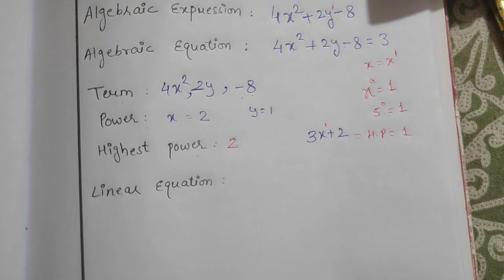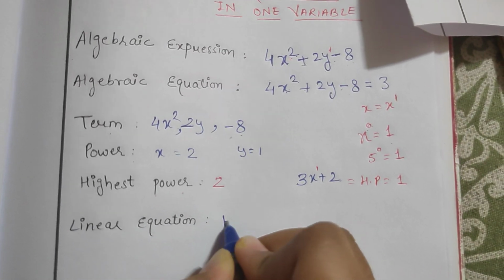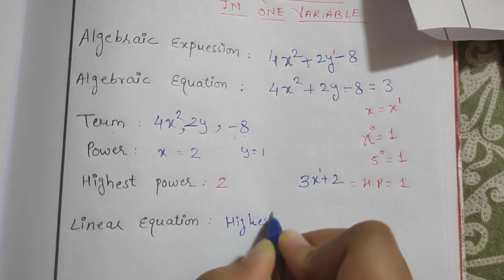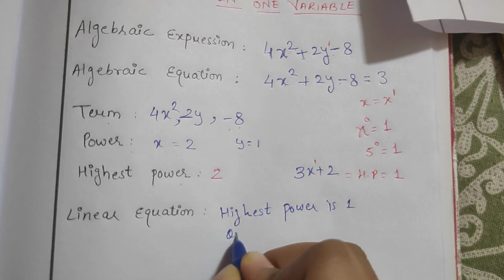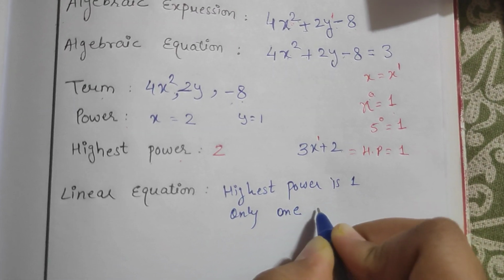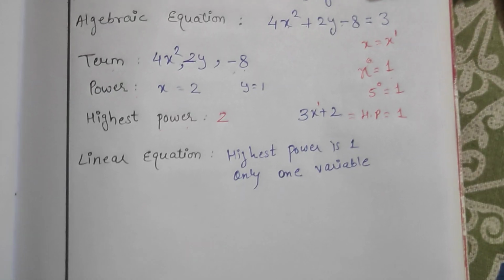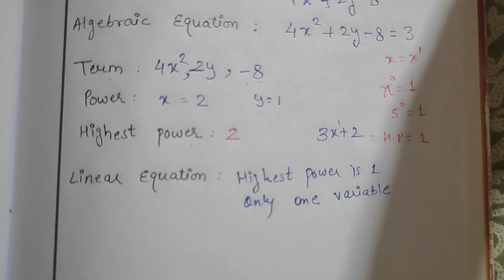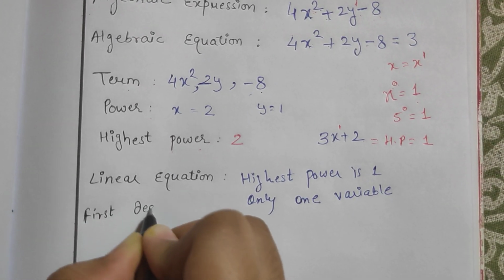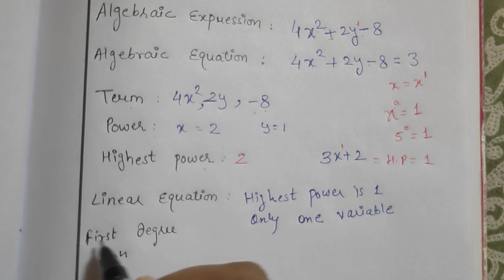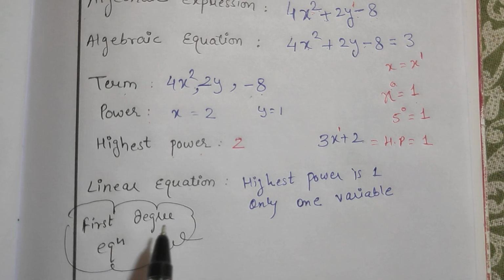Now when we are saying linear equation, it means whenever any algebraic equation is having highest power 1 and it is having only one variable, then we say that it is a linear equation. And this linear equation is also called first degree equation. Linear equation is also called first degree equation.